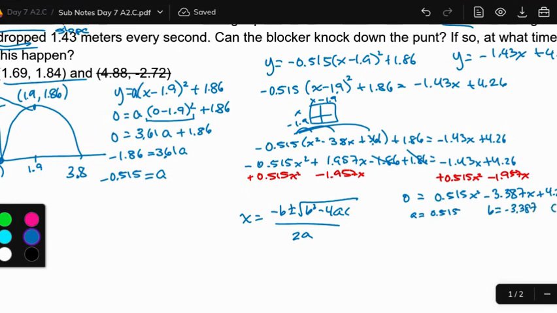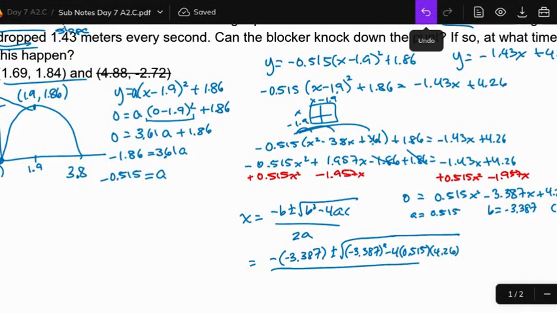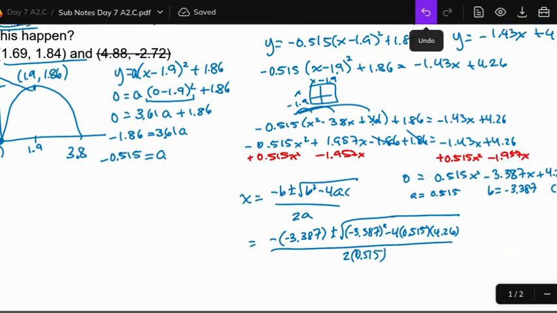So we're going to be substituting those into this formula here. So negative 3.387 plus or minus the square root of, and keep that in parentheses when you enter that in your calculator, 3.387 squared minus 4 times a, which is 0.515, times c, which is 4.26, all over 2a, 2 times 0.515. And so we can simplify these down.